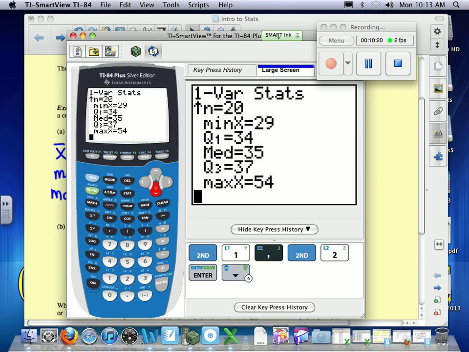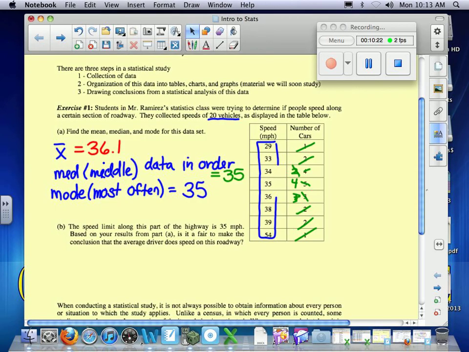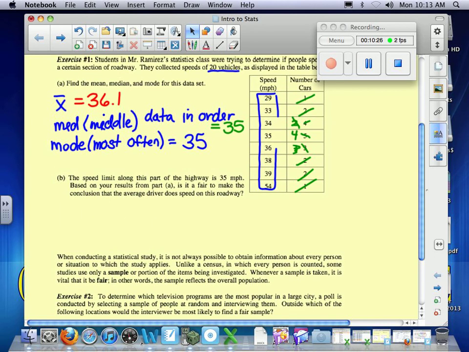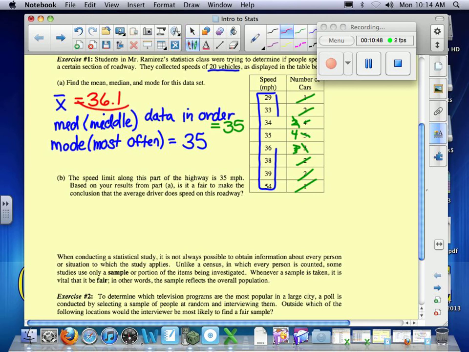And there's more numbers here that will be helpful for that. Okay? All right. Let's see if we can get a little farther in our notes. The speed limit along this part of the highway is 35 miles per hour. Based on your results in Part A, is it fair to make the conclusion that the average driver does speed on this roadway? Okay? Haley, why do you say no? Okay. The average speed is over the speed limit.